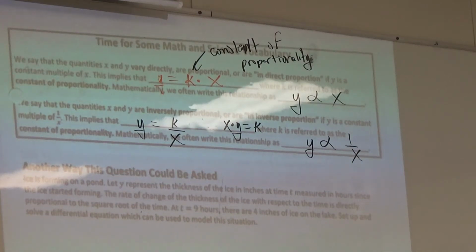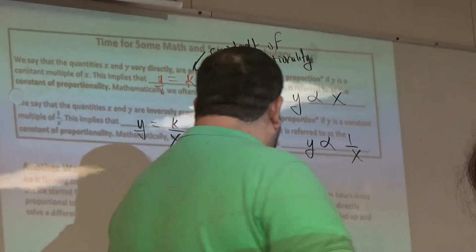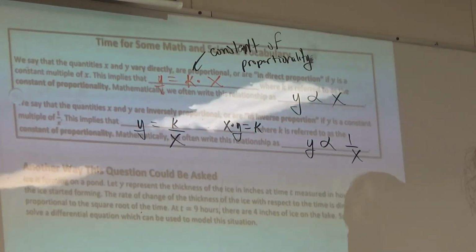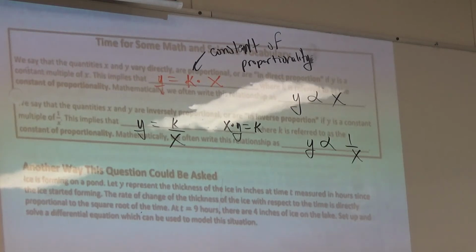Ice is forming on a pond. Let y represent the thickness of the ice in inches at time t, measured in hours since the ice started forming. The rate of change of the thickness of the ice with respect to the time is directly proportional to the square root of the time. At t equals 9 hours, there's 4 inches of ice on the lake. Set up and solve a differential equation which can be used to model this situation.